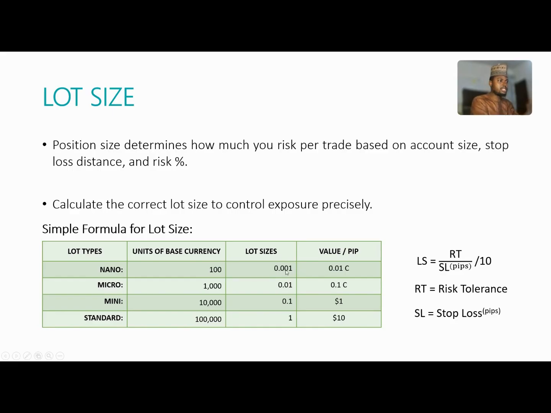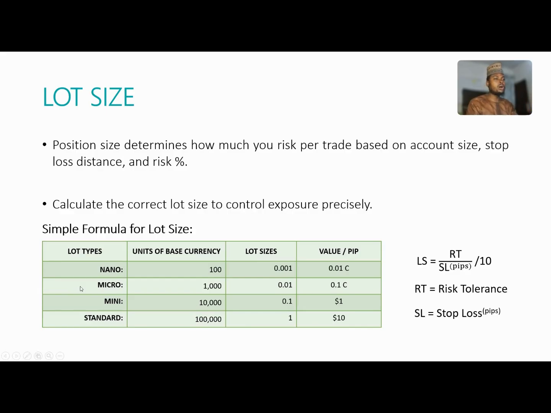And if you use this lot size to trade, that means for every market movement in your favor, you are going to gain 0.01 cent. But if the market moves against you, you are going to lose 0.01 cent for every market movement per pip. I'm going to explain pip.